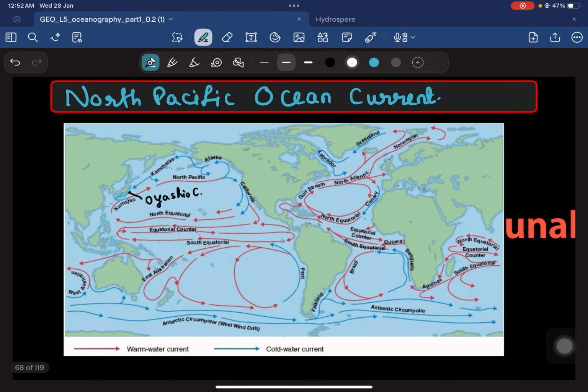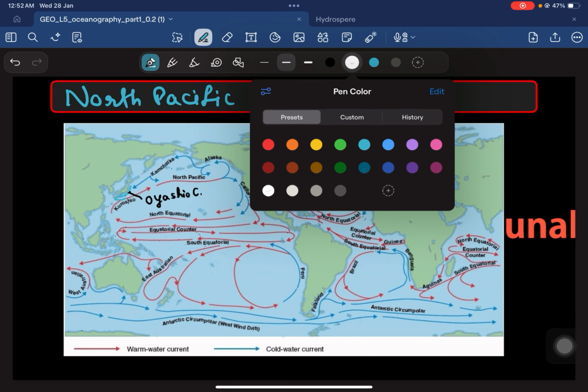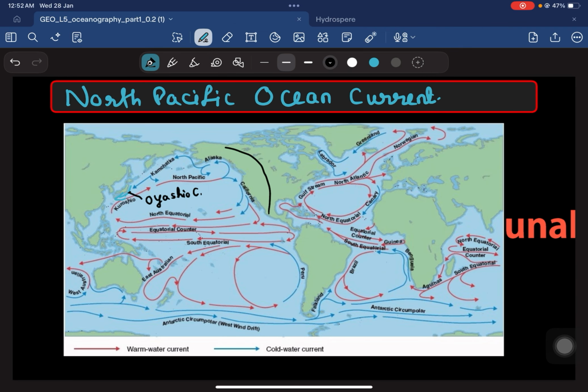Next is the North Pacific Ocean current. Now just focus on this part. Okay, North Pacific Ocean current. Here also same, students. The North Equatorial current will start like this, clockwise, and it will become the Kuroshio current. Where will it become the Kuroshio current? In the eastern side of Asia, right?